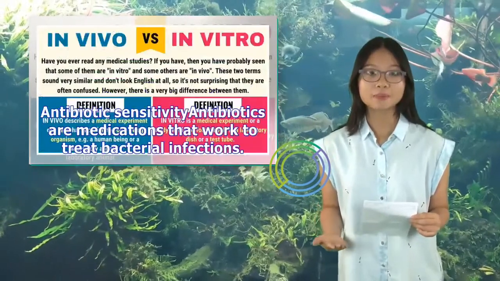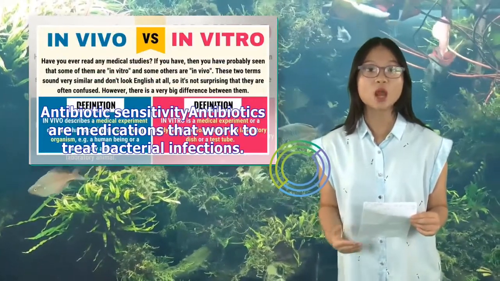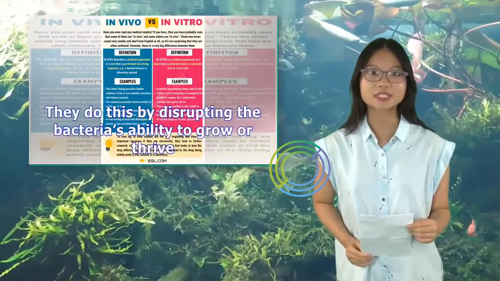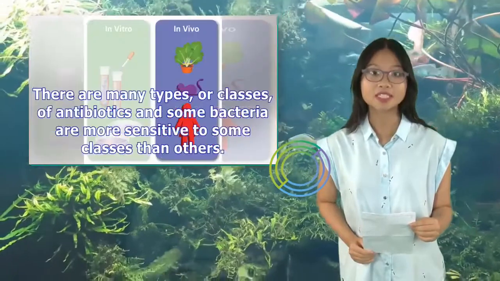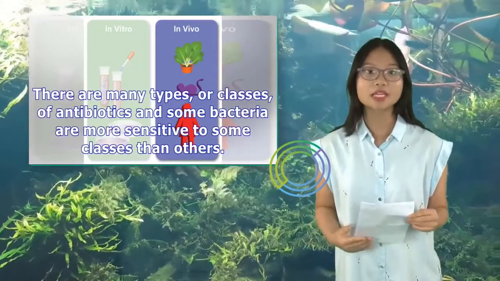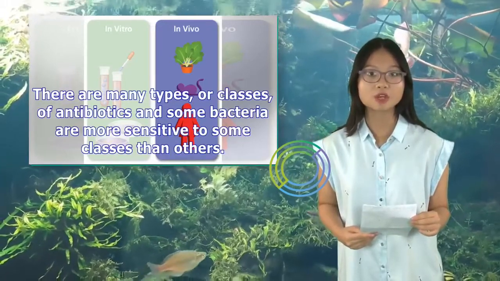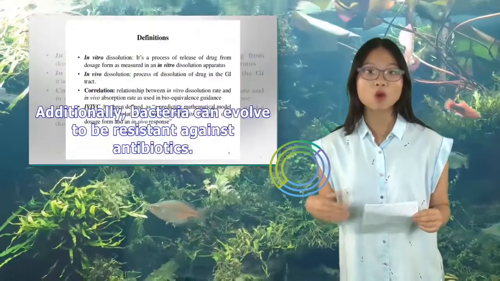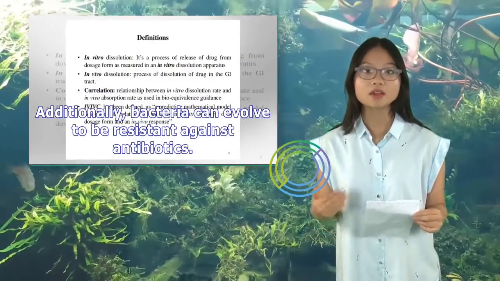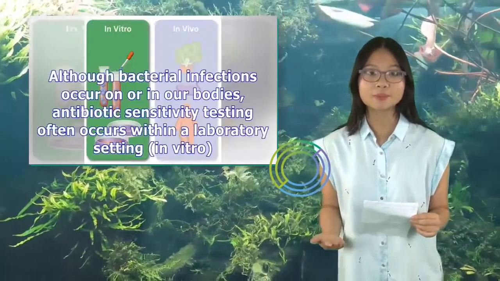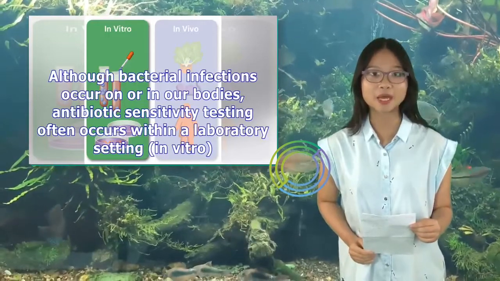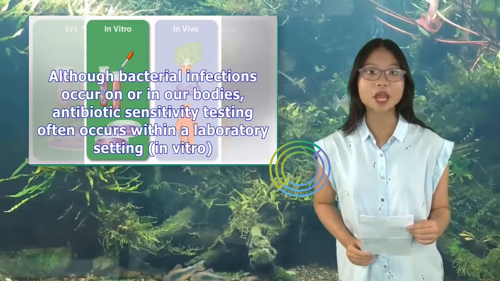Antibiotic sensitivity. Antibiotics are medications that work to treat bacterial infections. They do this by disrupting the bacteria's ability to grow or thrive. There are many types, or classes, of antibiotics, and some bacteria are more sensitive to some classes than others. Additionally, bacteria can evolve to be resistant against antibiotics. Although bacterial infections occur on or in our bodies, antibiotic sensitivity testing often occurs within a laboratory setting, in vitro.